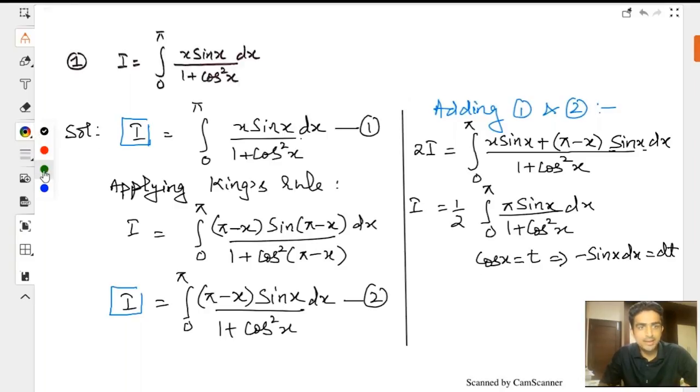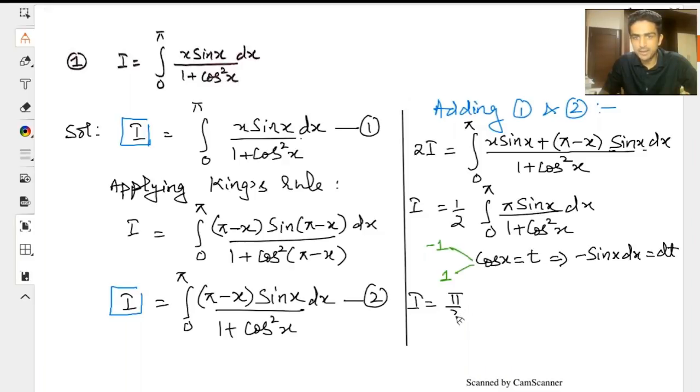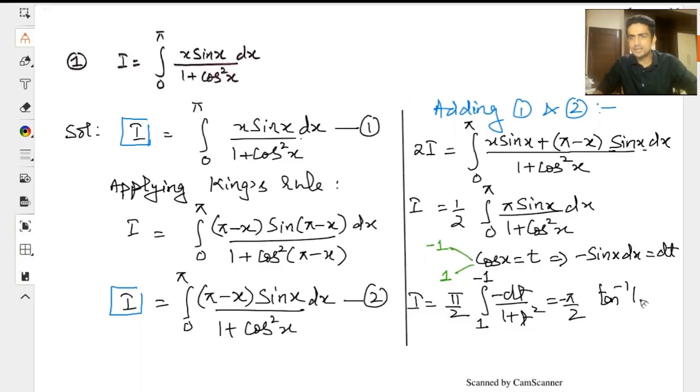Certainly, when we substitute, my limits also change. When x is 0, cos x will be 1. And when x is pi, cos x will be minus 1. So my integral now becomes pi by 2, 1 to minus 1, dt with negative sign upon 1 plus t square. And now I suppose you can easily do it. Minus pi by 2 tan inverse t from minus 1 to 1.